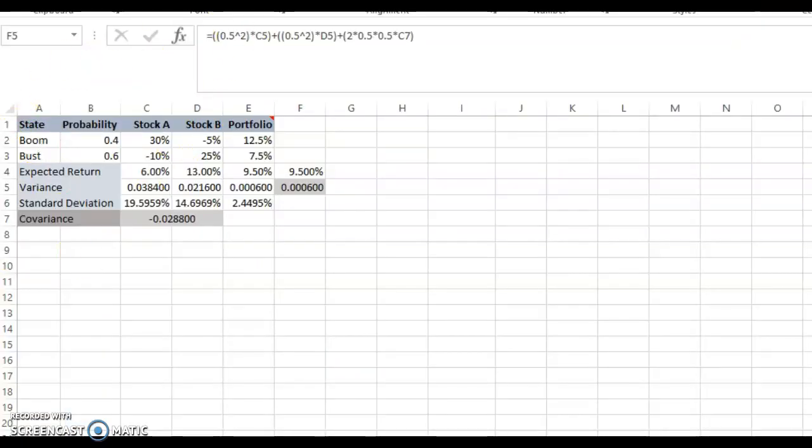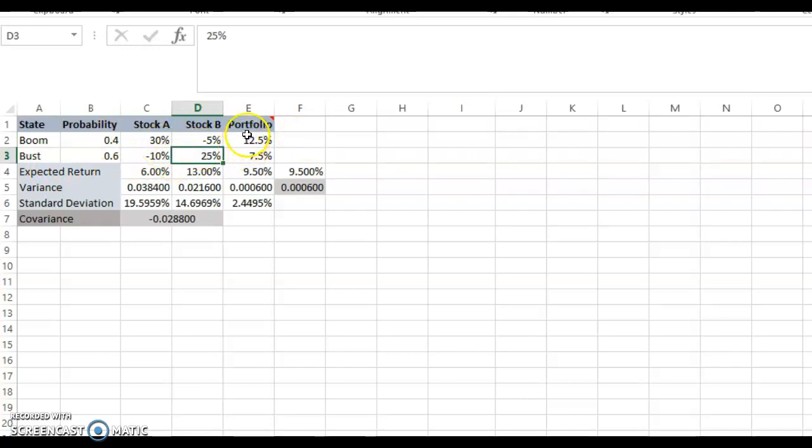Alright, and here you get the information. The same information is given in Excel. Boom, bust: probability is 0.4, 0.6. The stock return is 30% if there is a boom, negative 10% if there is a bust. For stock B, it will be negative 5% if there is a boom and 25% if there is a bust. So all these are given.